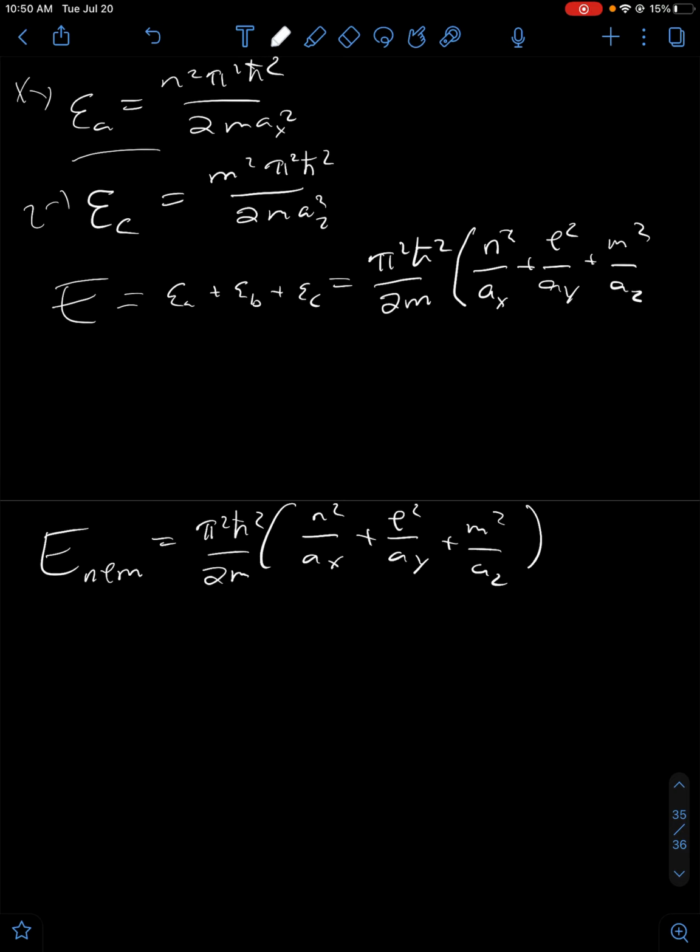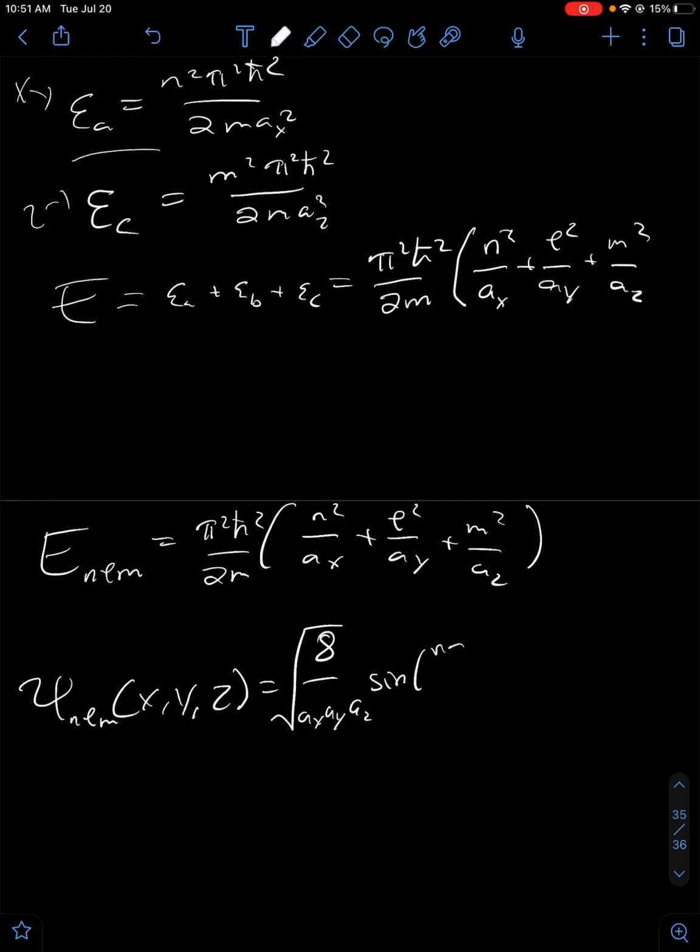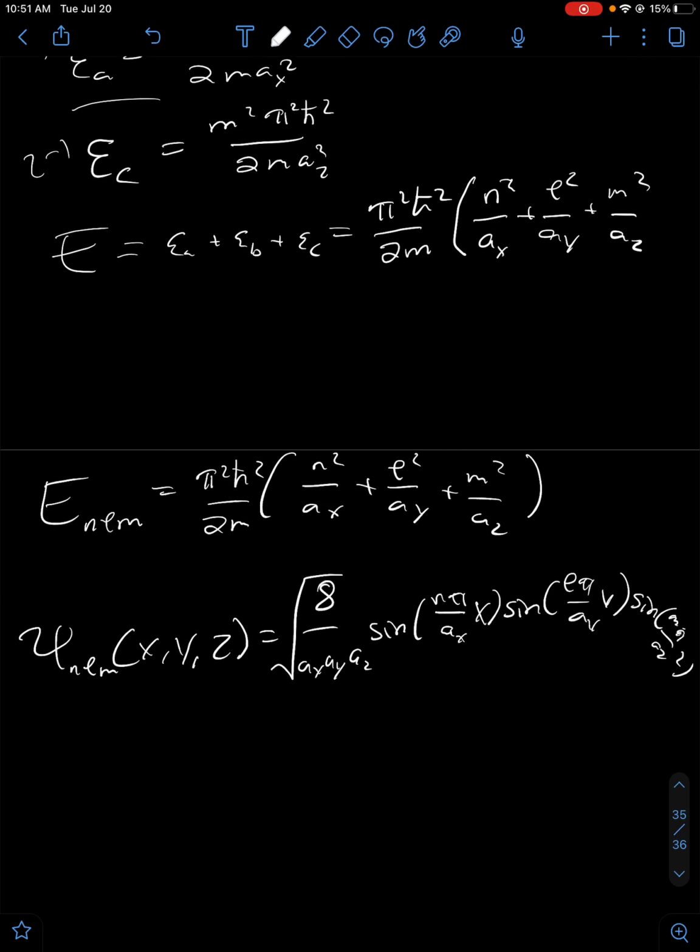And our total wave function, in fact, ψ(x,y,z), is going to depend on n, l, and m. ψ_nlm(x,y,z) is going to equal the square root of 8 over a_x a_y a_z, times sine of n π over a_x times x, sine of l π over a_y times y, and sine of m π over a_z times z. Bit of a mouthful, right?